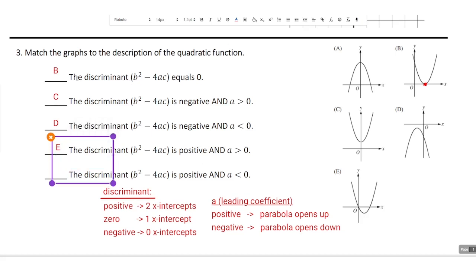Now, just using process of elimination, we could probably figure out that the last one's going to be A, but let's just double check. It says the discriminant's positive, so we get 2 x-intercepts, and the A value is negative, so the parabola opens down. So, yep, A checks out. So our answer there is A.